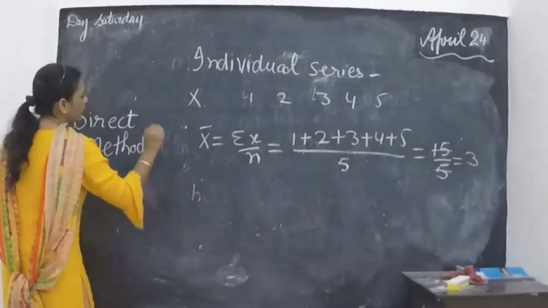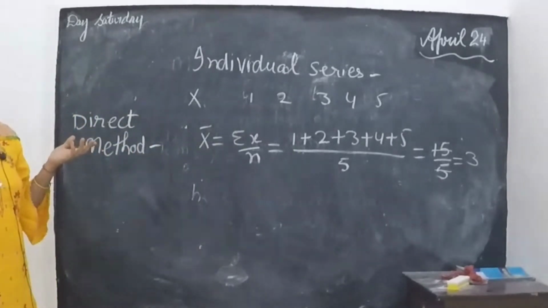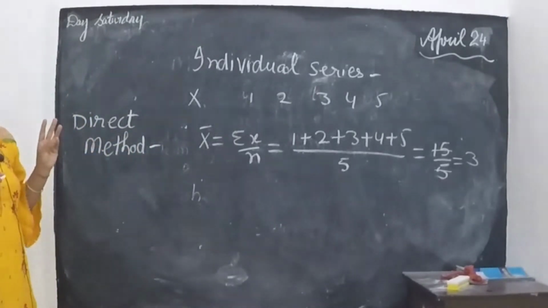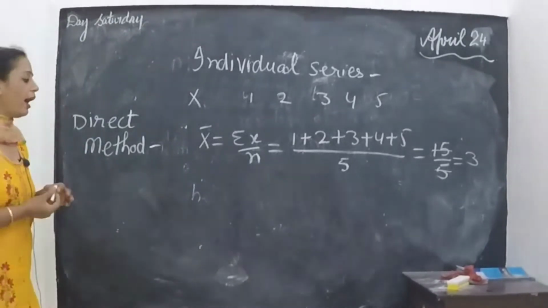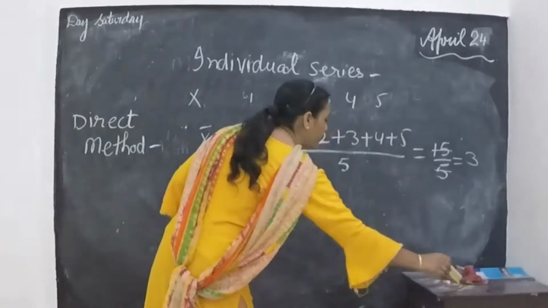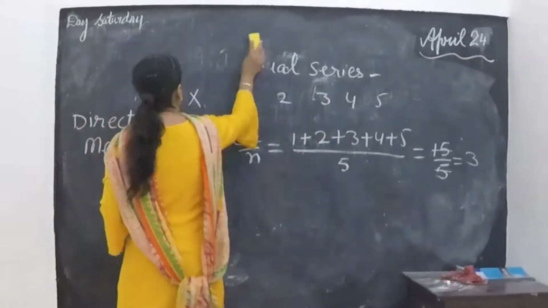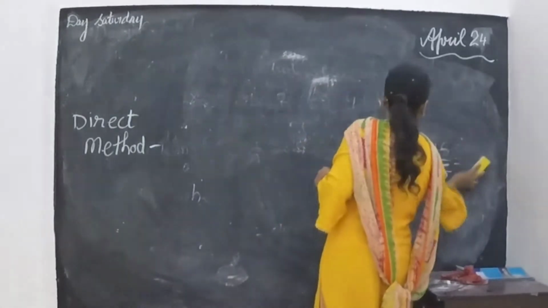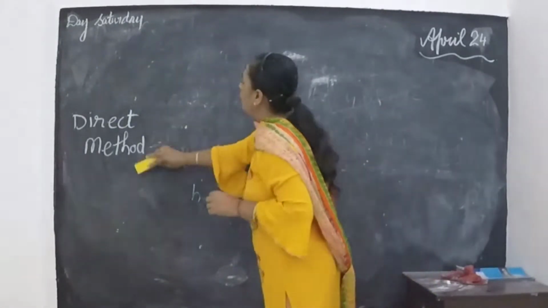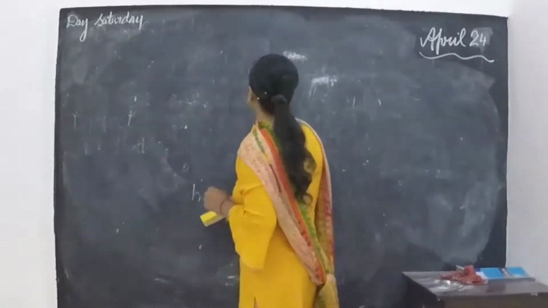Now there is also another type of series. There are 3 types of series: individual series, discrete series and continuous series. I will tell you these series one by one. Next we come to the discrete series. A discrete series is that series where the value of frequency is also given.